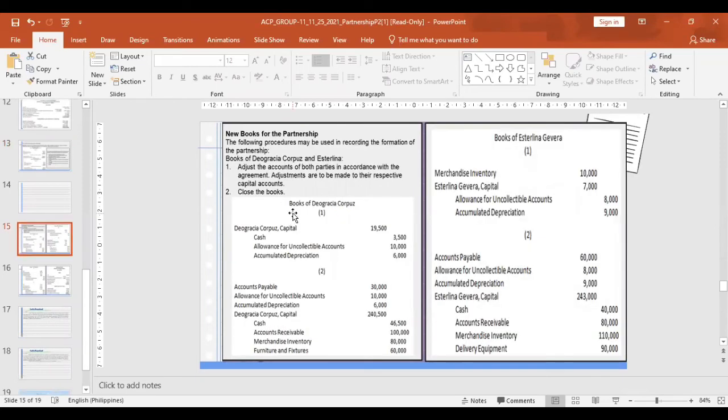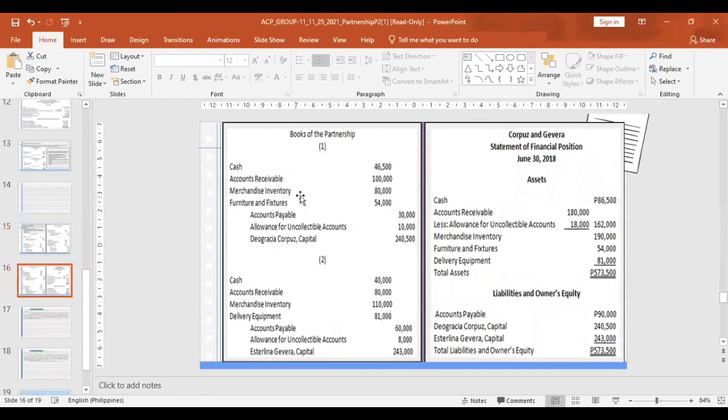Ito sa book of Dio Garcia Corpus. Yung una, ito yung mga adjustment na gagawin doon sa libro niya, like yung mga uncollectible accounts, ganun, lalagyan. And then, sa pangalawa naman, i-close na siya yung libro niya. Same lang din sa Esterlina Rivera. Yung una, i-record mo yung mga adjustments. Then, i-close mo yung libro.